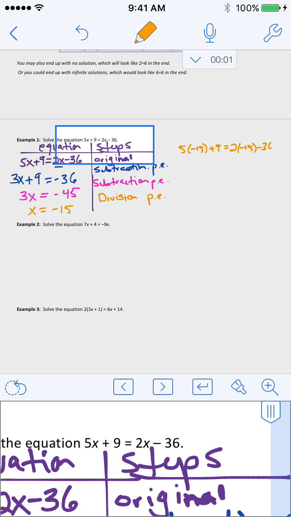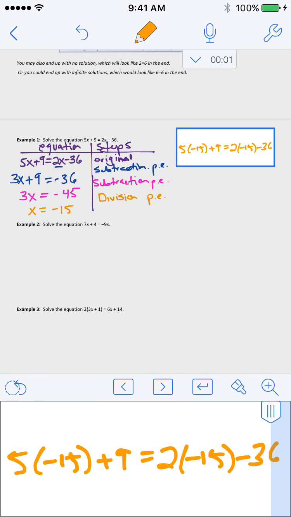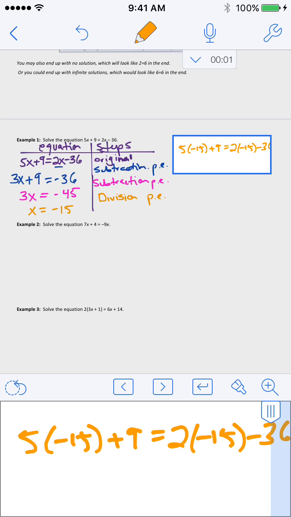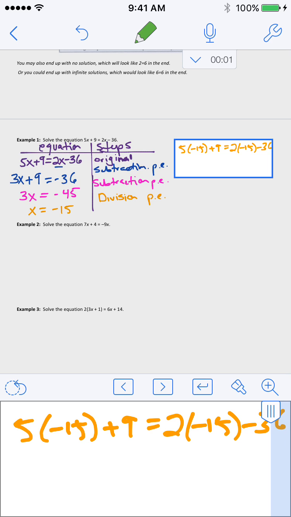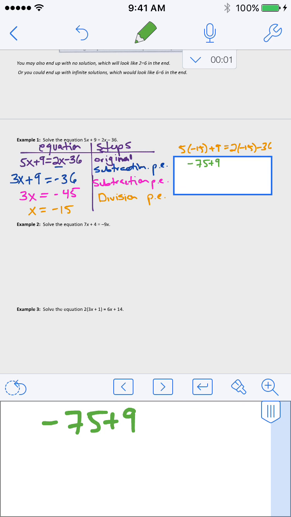What I've done here is the substitution property, right? I took the original equation. I know that x equals negative 15, and so I should be able to plug in a negative 15 for every x. Let's see what happens when we do that. Negative 15 times 5 is negative 75, plus 9, and negative 75 plus 9, oops, that's 7, is equal to negative 66.